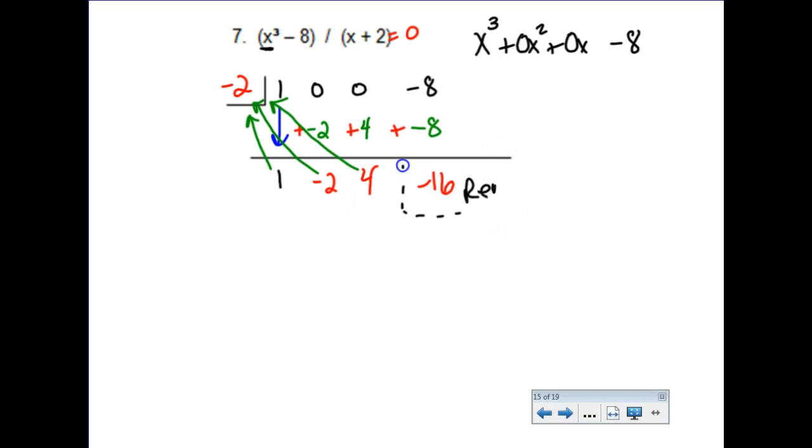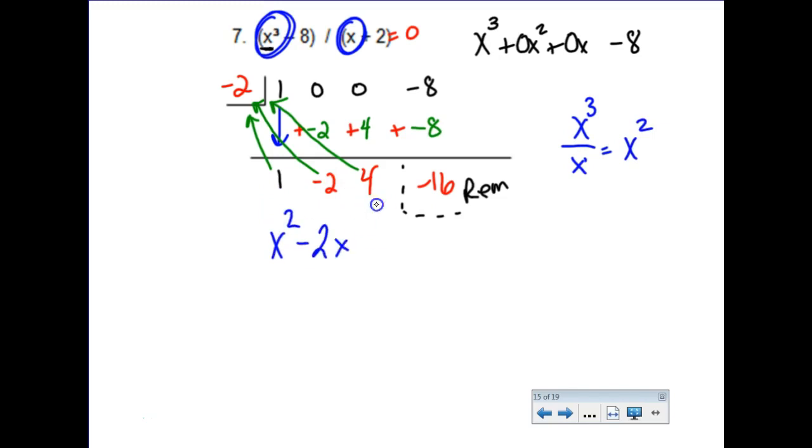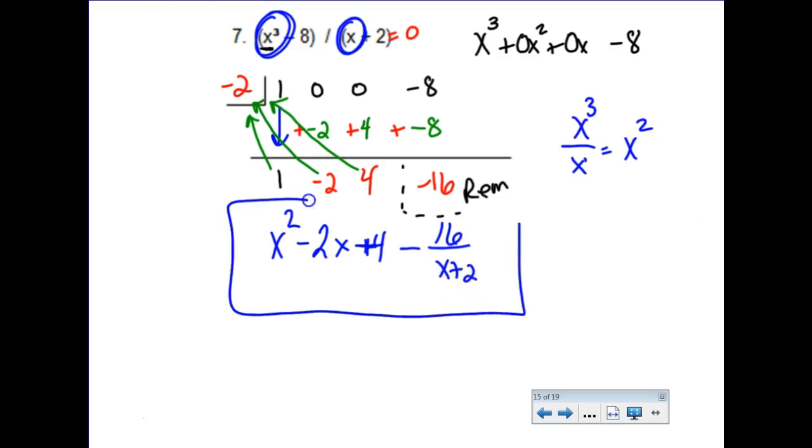I just have to figure out how to write my answer. So I started with an x to the third power, and I divided it by an x to the first power. So that would leave me with an x to the second power as my quotient. So this is 1x to the second power minus 2x plus 4 as a constant. And then since we do have a remainder, I have to write that weird fraction thing. Instead of saying plus negative, I'm just going to write subtract 16 over, still being divided by this x plus 2. That is so not legible, so try again. x plus 2. Alright. There's our quotient with remainder fraction.